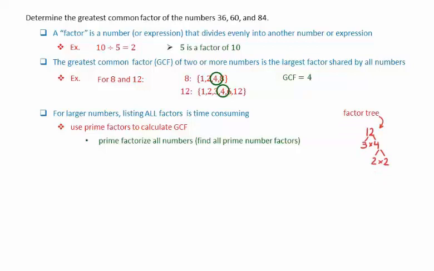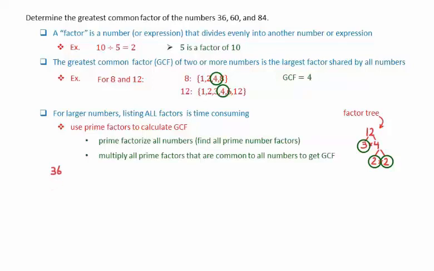Note that 12 can be written as 3 times 4. Then the 4 can be further broken down to 2 times 2. The prime factors then are 3 times 2 times 2. Simply multiply all prime factors that are common to all of the numbers to get the greatest common factor.